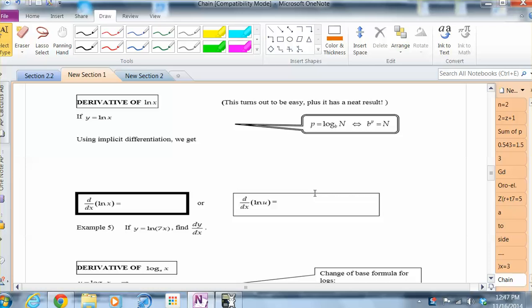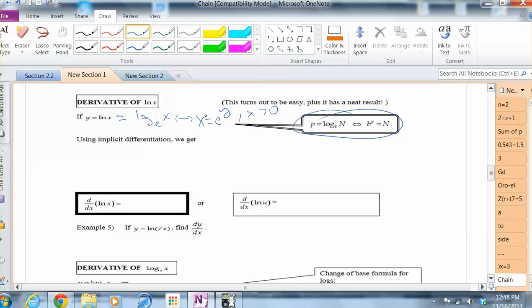So remember, natural log of x is the same thing as saying log base e of x. Also, if we transform it using this right here, we know it's the same thing as saying x equals e to the y power. Given that x has to be greater than 0, so that we could take the natural log of this.